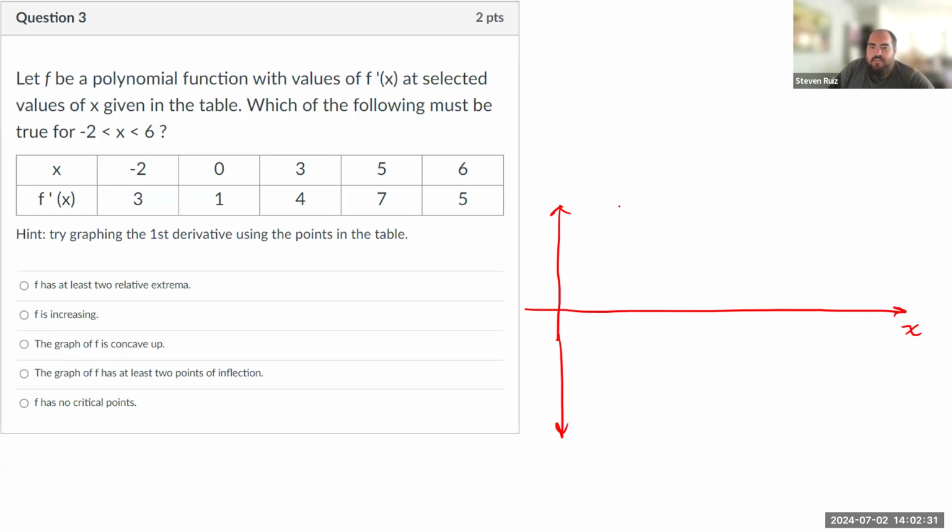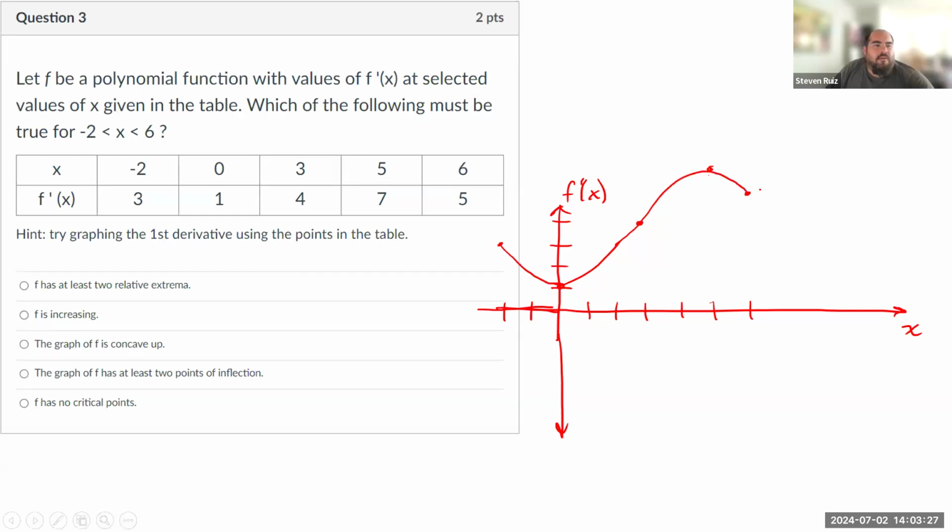Okay, so let's graph f prime of x. So -2, 3. Let me encroach on the choices here, that's fine. So -2, 3, 0, 1, 3, 4, 5, 7. Okay, getting out of scale a little bit. We'll be all right. And 6, 5. Okay, so it's a polynomial function, so I know that I can connect these with a differentiable curve.